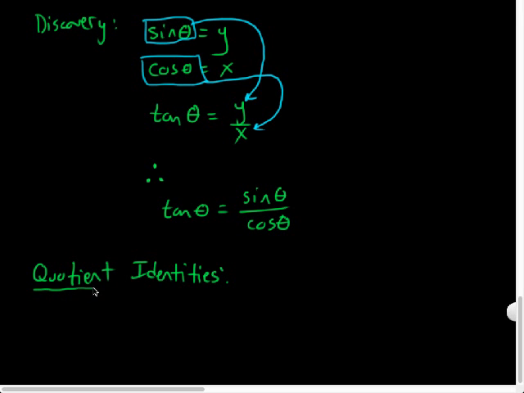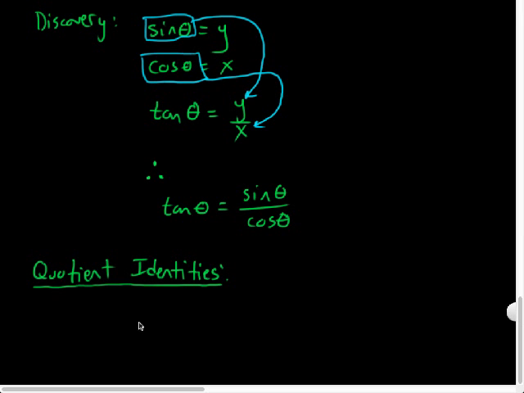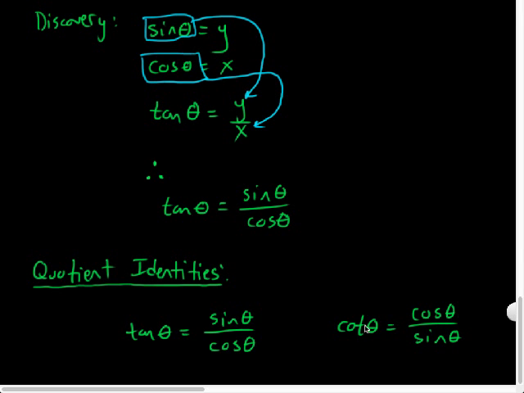Quotient. And there's only 2 of those, which is nice. Glad they kept the list short. Tan theta is equal to sine theta over cosine theta. And the other one is about cotan theta. What do you think cotan theta is going to be equal to? How could you justify that? Anyone. Why do you think it's going to equal cos theta over sine theta? Cotan is the reciprocal.